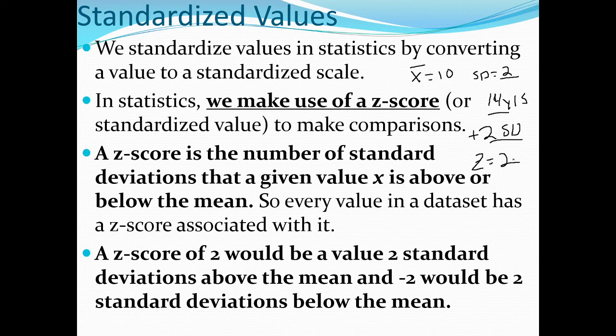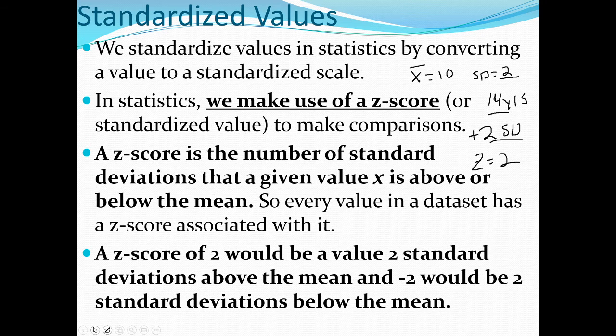And as we said before, 2 deviations above and 2 deviations below are the maximum usual and unusual values. So a z-score of 2 or -2 is the maximum z-score you can have to be usual before you start getting into that unusual territory.